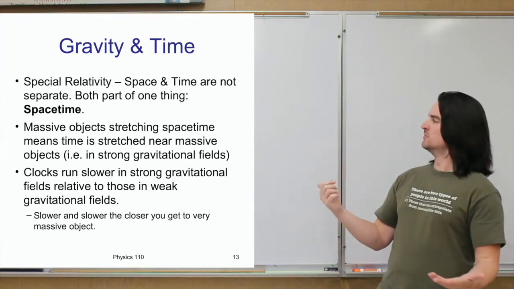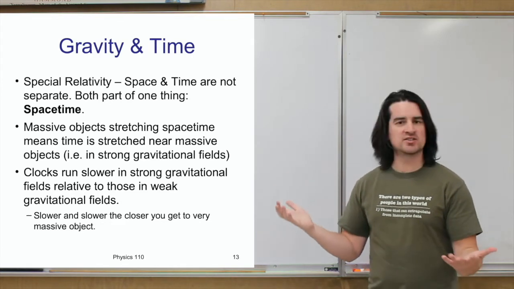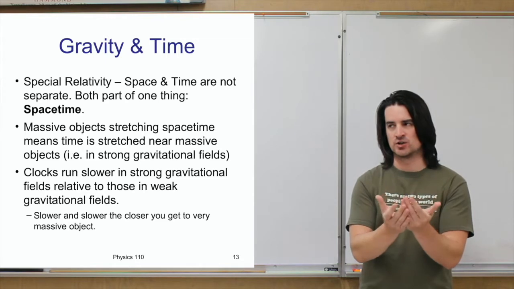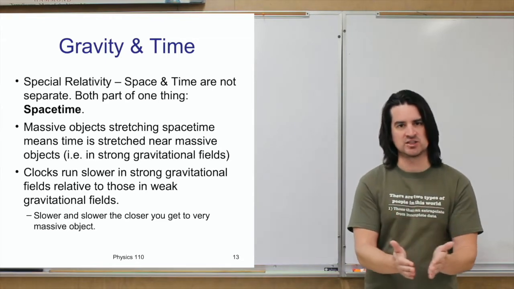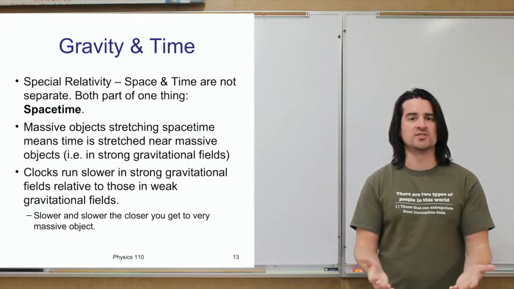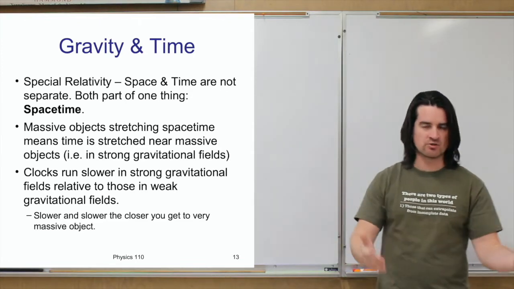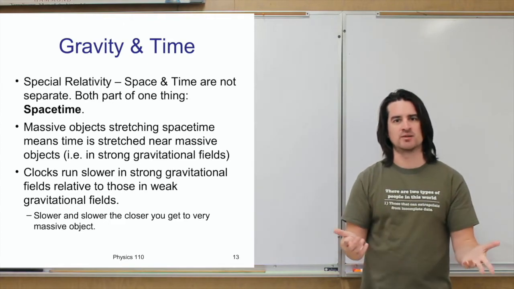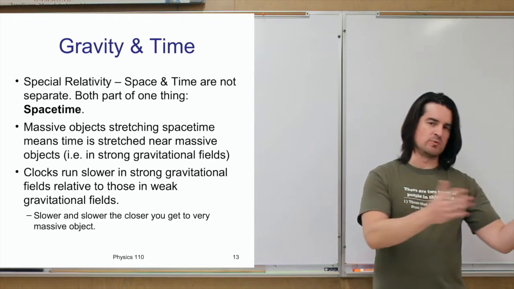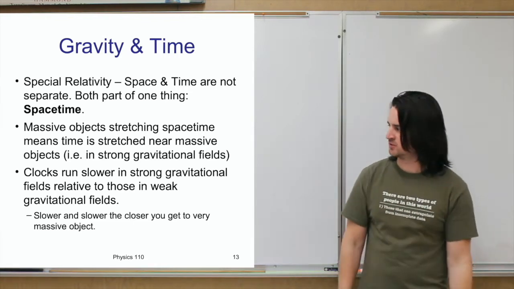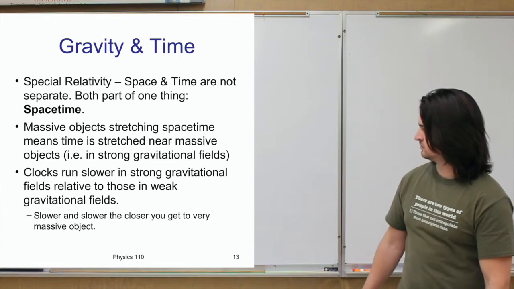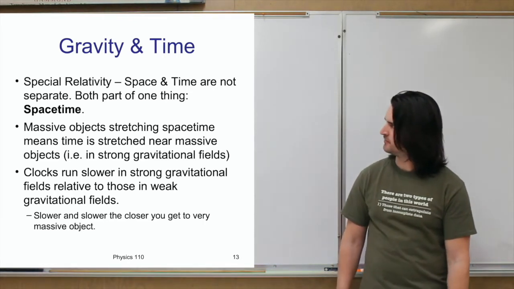So if you're stretching space-time, essentially that's saying time is going to go slower, right? The ticks are going to be longer and longer. You're stretching out space-time when you're in a very strong gravitational field. And the stronger the gravitational field, the slower that time will seem to tick. And that's relative to being in a weaker gravitational field or outside of a gravitational field.